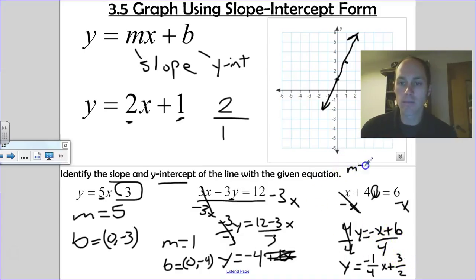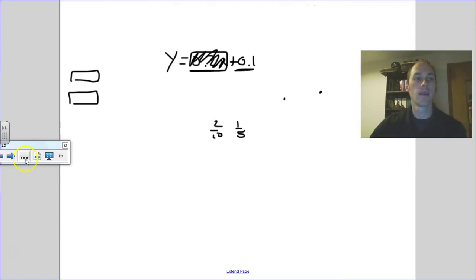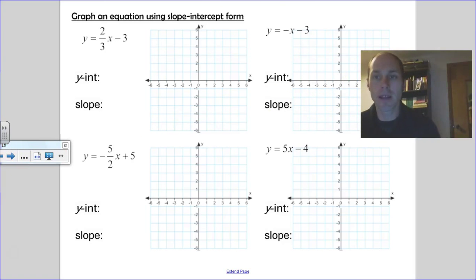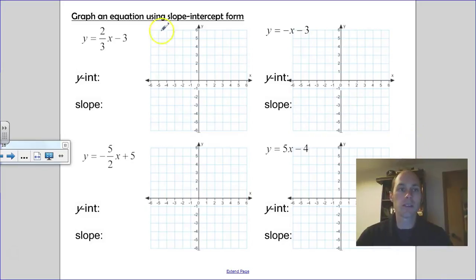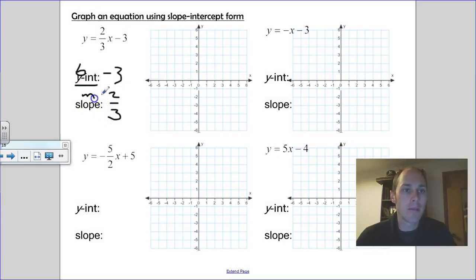So my slope is -1/4. My y-intercept, I put 0 in for x, and the y would be 3/2. So 0 and 3/2. Now, let's apply that one step further and graph using slope-intercept form. If I know the slope and the y-intercept, how do I make a graph? So let's first begin. What's the y-intercept, or the b? -3. What's my slope? Coefficient of x, 2/3. So I found my m and my b.